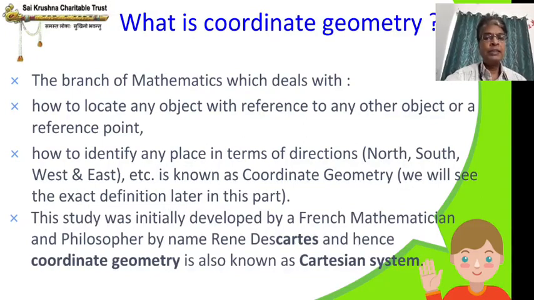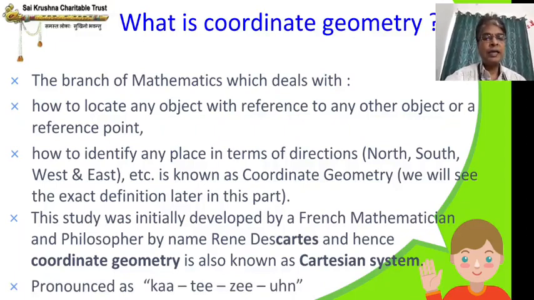But who has done this? This study was initially developed by a French mathematician and philosopher by name Rene Descartes. I will also explain how his name is pronounced. Hence coordinate geometry is also known as the Cartesian system. The pronunciation is Cartesian, that means R is silent. So it is the Cartesian system.